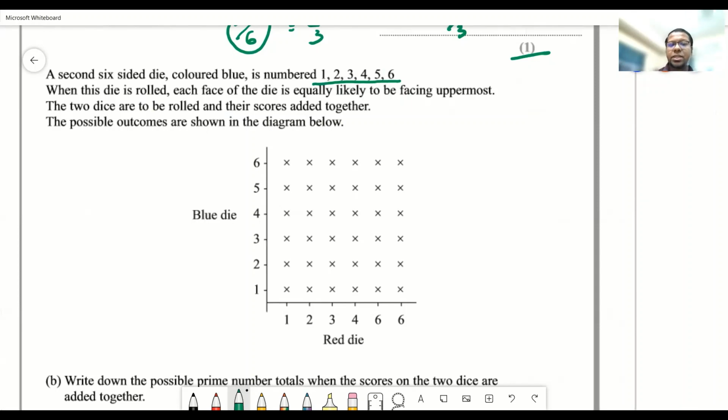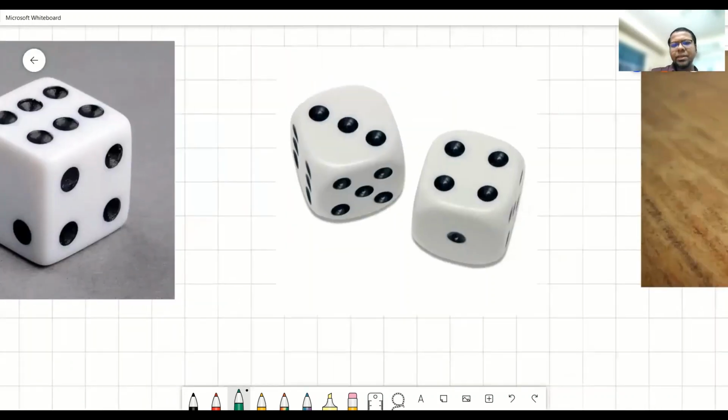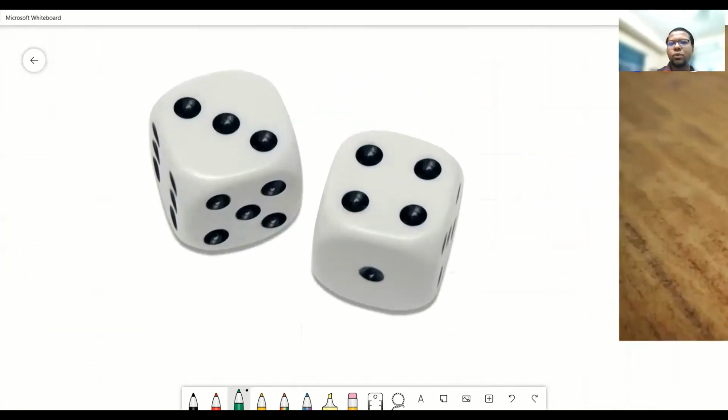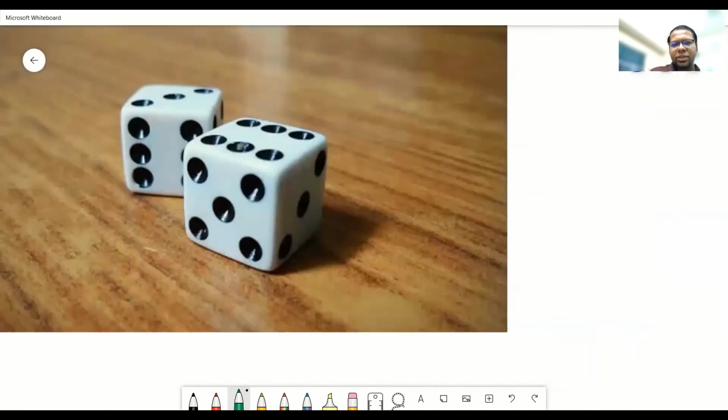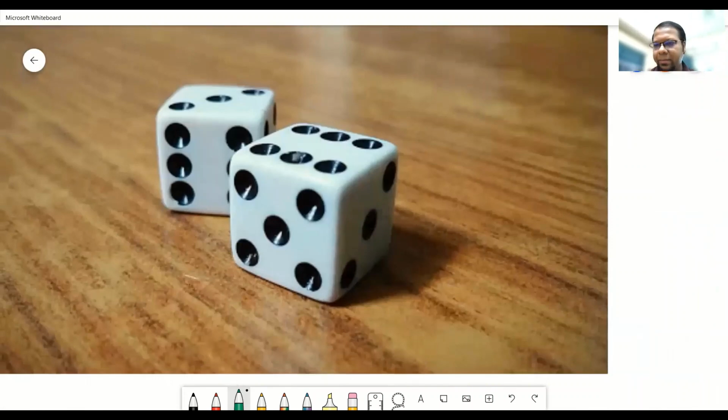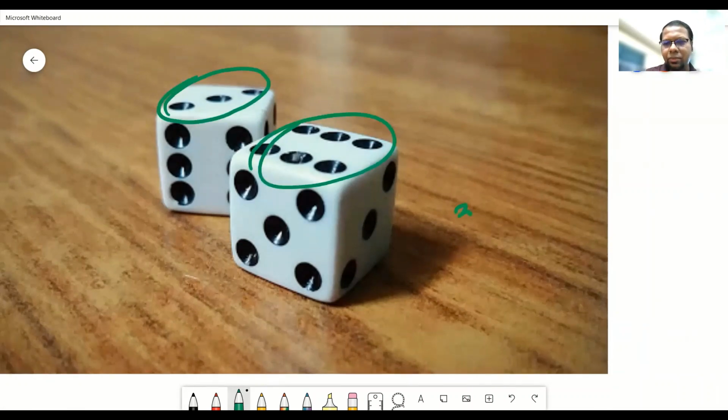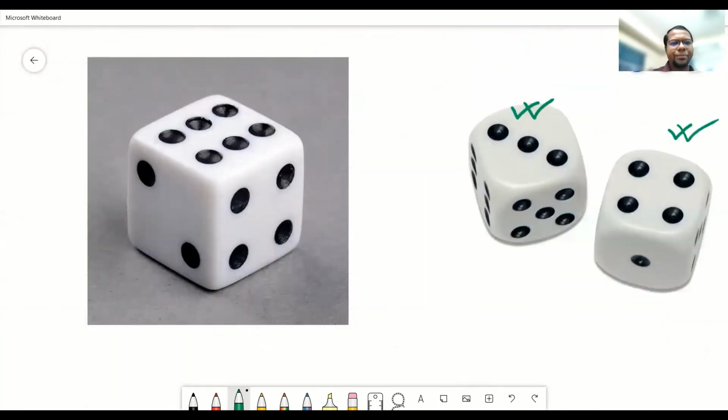Now, the 2 dice are to be rolled and their scores added together. So it is something like this: you have 2 dice, you roll them at once, and from this die you get 3 and from this die you get 4. So you add them: 3 plus 4, 7. Say for example, you have rolled the dice, and in one die you get 3 and in the other die you get 6. So the result now will be 3 plus 6, which is 9. Okay, so it is something like that.